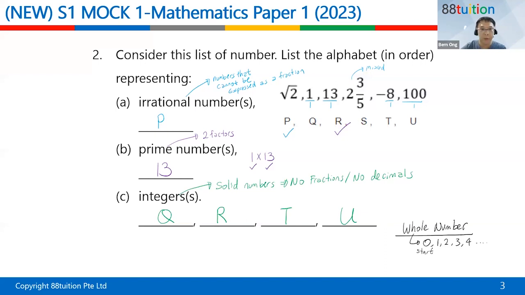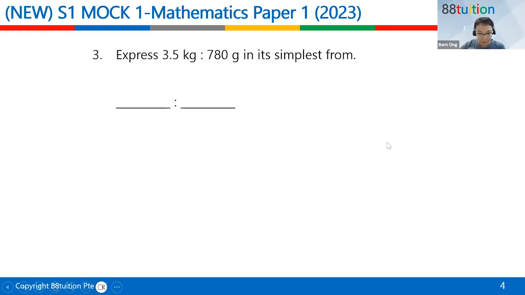Okay, this is for question 2. Let's go into question 3. Express 3.5 kg to 700 grams in its simplest form. This one is in kg, this one is in grams. So how? 3.5 kg must times 1,000. Remember the k? The k actually means 1,000. You move your decimal or just press your calculator. 3.5 times 1,000 gives you 3,500 what? Grams. Then you can compare with grams.